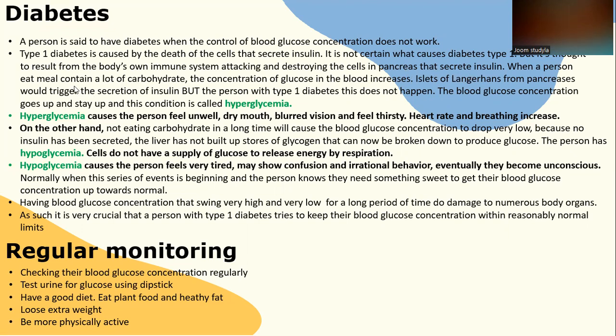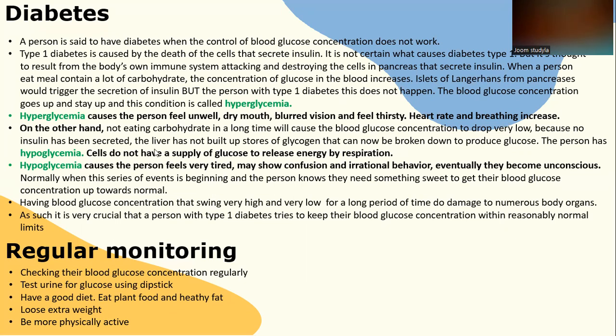When a person eats a meal containing a lot of carbohydrate, the concentration of glucose in the blood increases. The islets of Langerhans in the pancreas would trigger the secretion of insulin. But in a person with type 1 diabetes, this does not happen. So the blood glucose concentration goes up and stays up, and this condition is called hyperglycemia. Hyperglycemia causes the person to feel unwell, with dry mouth, blurred vision, and thirst. Heart rate and breathing increase.